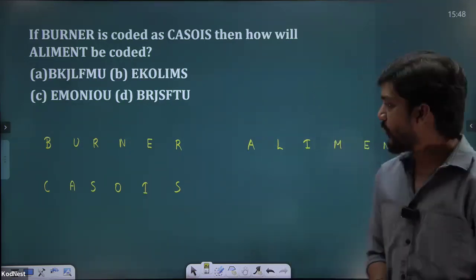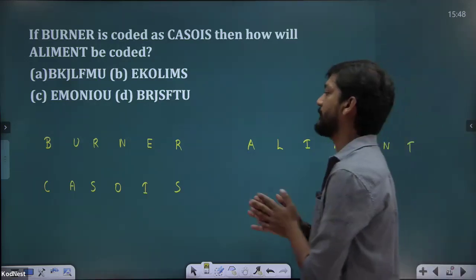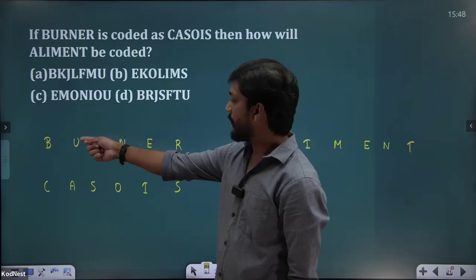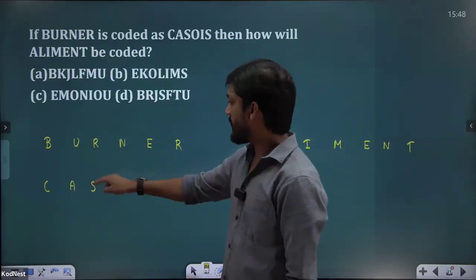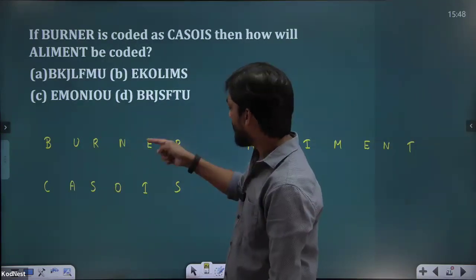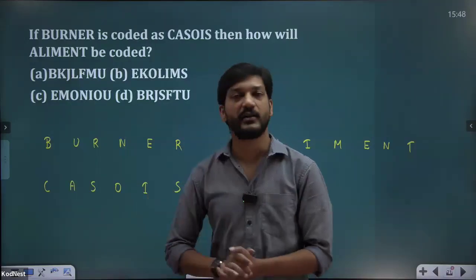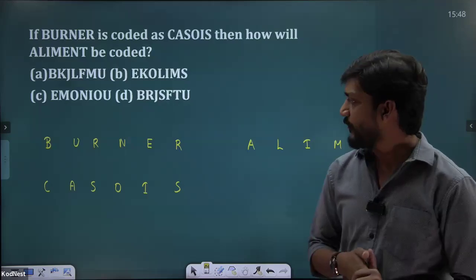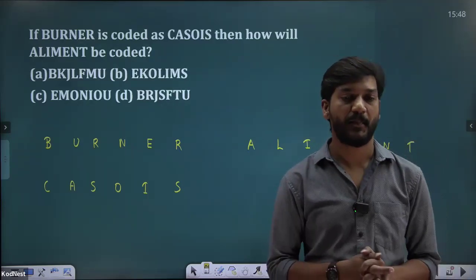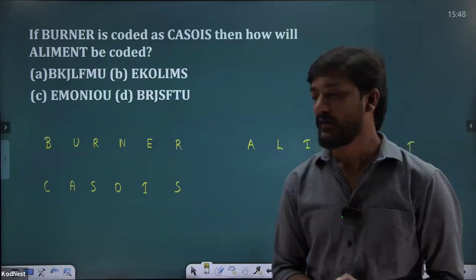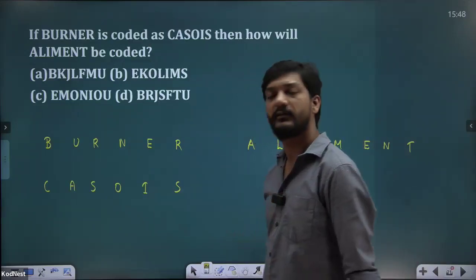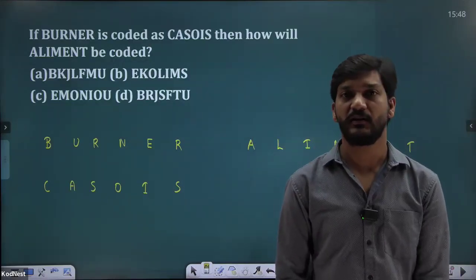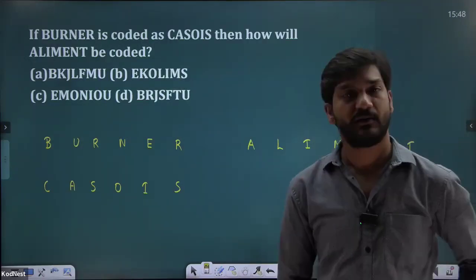So try to observe now what should be the pattern. Okay, B, next letter C. U, not next letter. R, next letter. N, next letter. E, next letter. R, S, next letter. So everywhere it is next letter. But why not for U, A? Why not for that? Why not for E? It is E, F. So why not for E? Why not F? Why I?